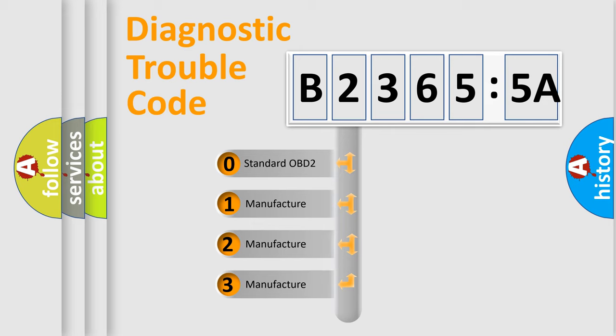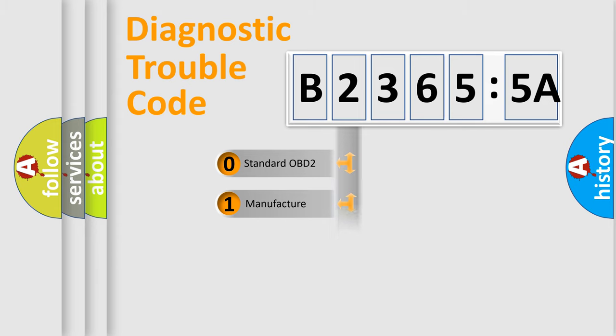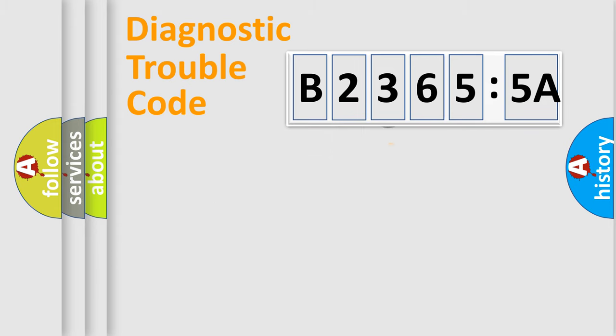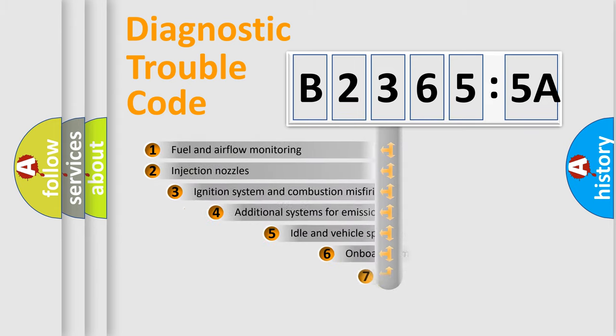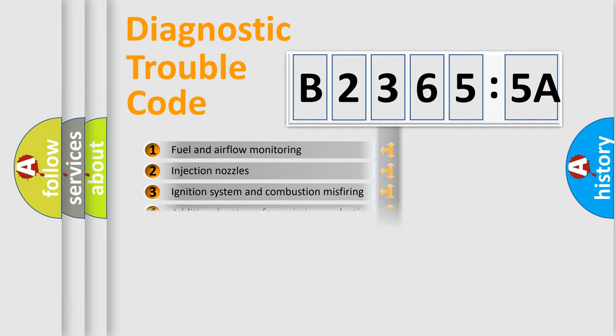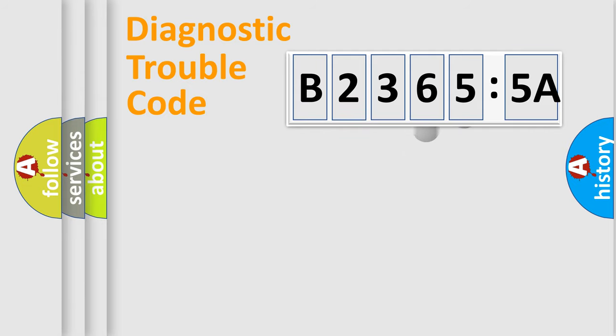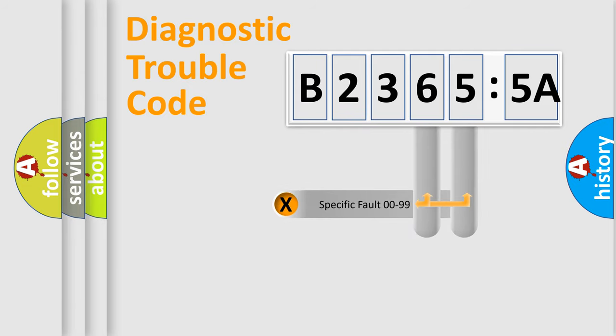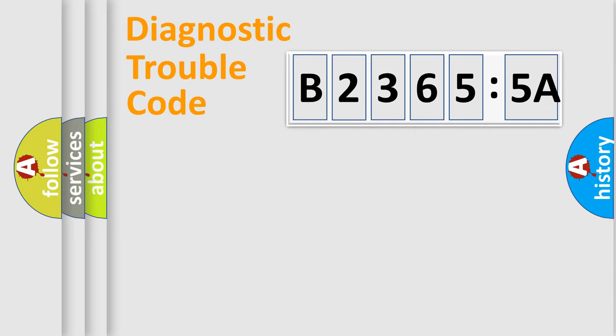If the second character is expressed as zero, it is a standardized error. In the case of numbers 1, 2, 3, it is a more prestigious expression of a car-specific error. The third character specifies a subset of errors. The distribution shown is valid only for the standardized DTC code. Only the last two characters define the specific fault of the group.